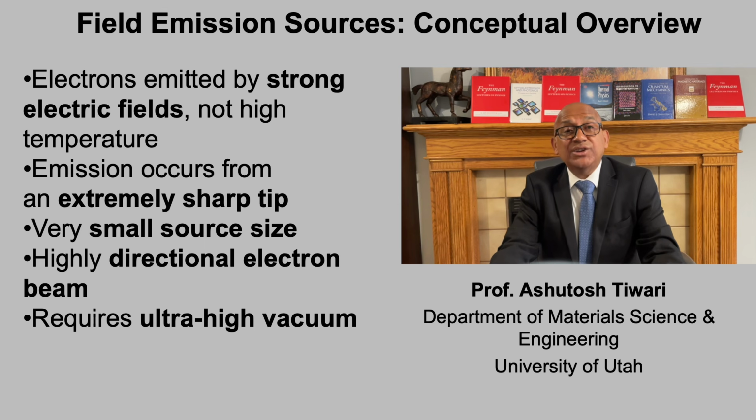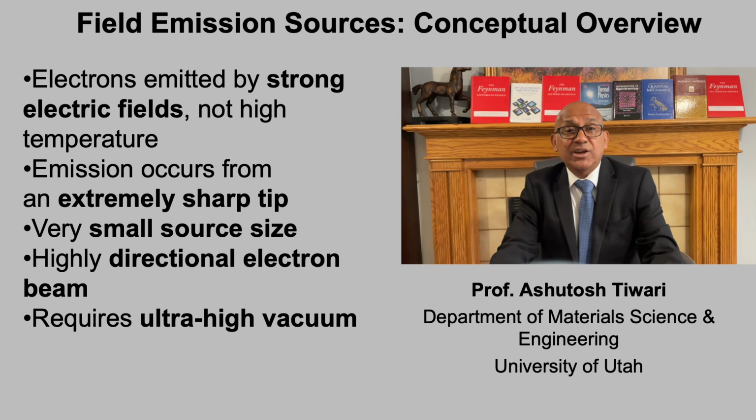So far in this lecture, we have focused mainly on thermionic electron sources where electrons are emitted by heating a filament. There is another important class of electron sources that operates very differently. In field emission sources, electrons are emitted by strong electric fields, not by high temperature. We will study the physics of field emission in more detail in the next lecture. For now, this slide provides a brief conceptual overview for completeness.